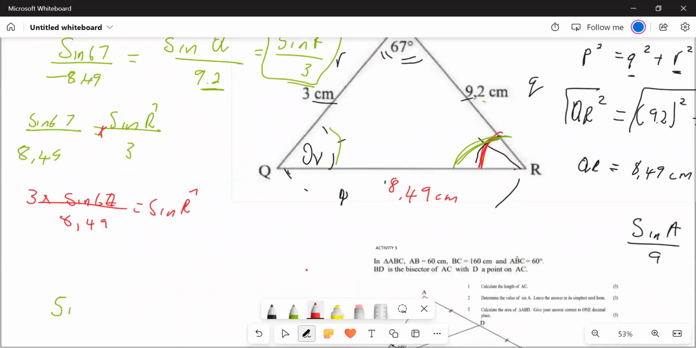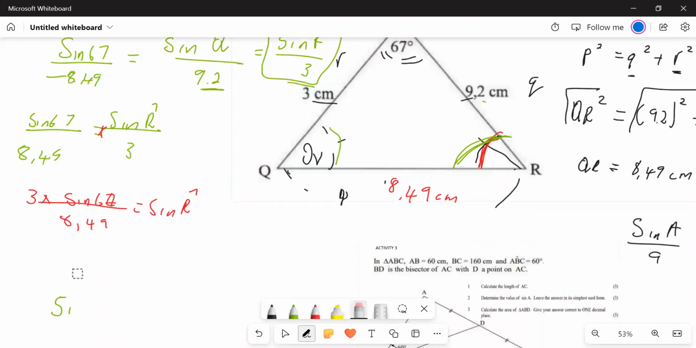You want R, Lynn. What is the next thing that you would do here? If you want to get R on its own, you can put sine arc. Yes, if you put sine arc, then you're going to have R given by the sine arc of 3 multiplied by the sine of 67 all over 8,49. To avoid making mistakes, guys, make sure you just round off the final answer.